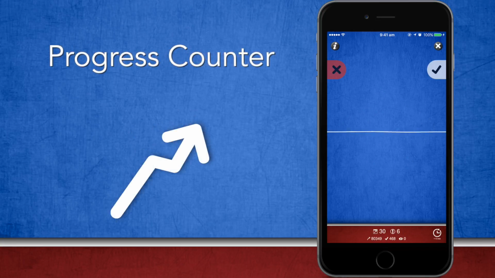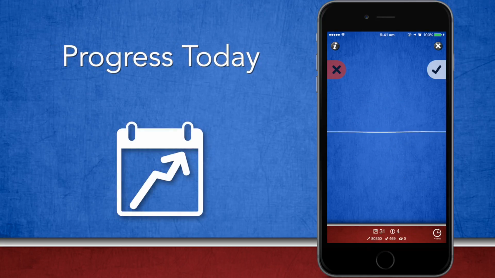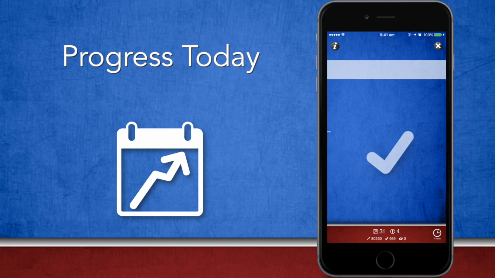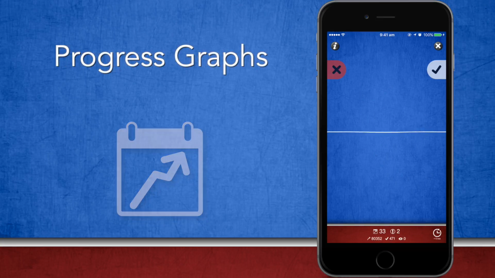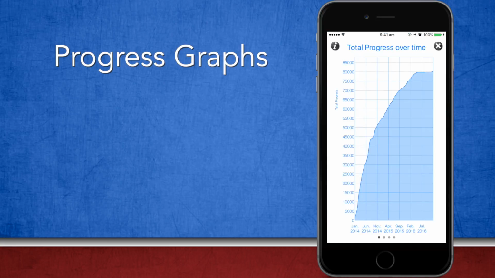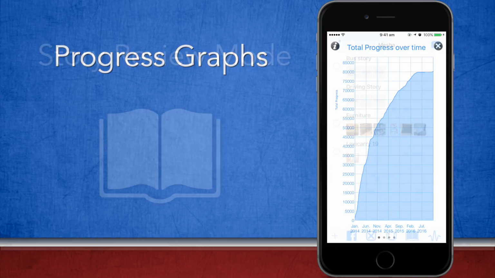Each time you answer a word correctly, it adds to your progress counter. You can keep track of how many progressions you've made today with the number next to the calendar icon. You might wish to set a goal of making 50 or 100 or even 200 progressions a day. It's up to how much time you have to study. Double tap on the statistics at the bottom to see a graph of your progress.